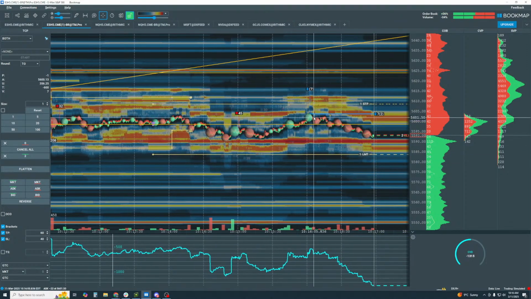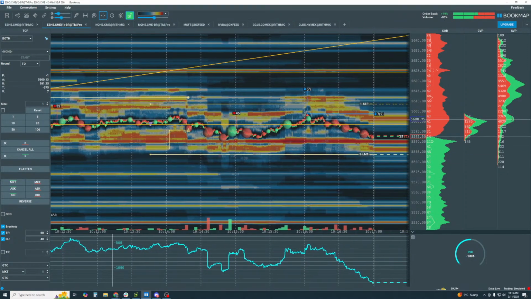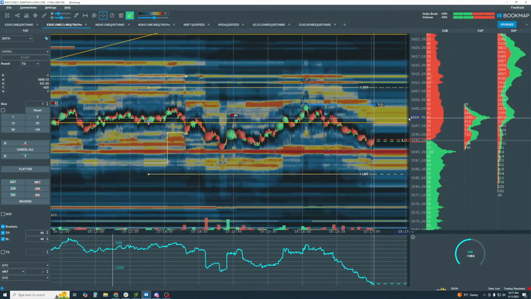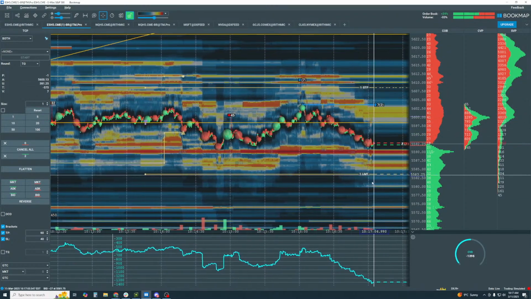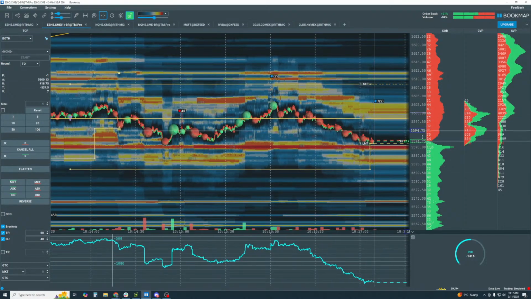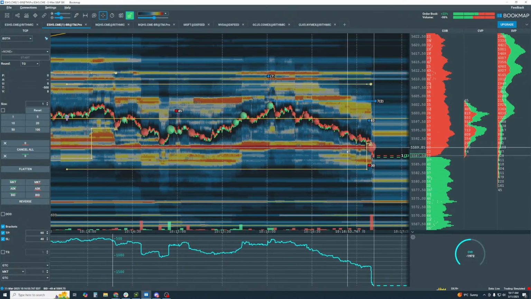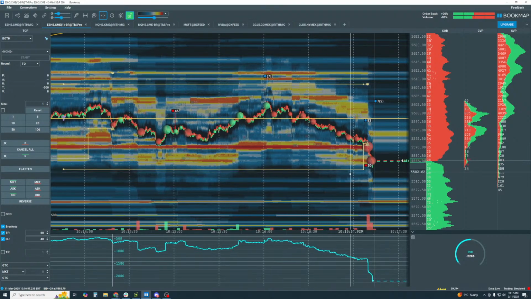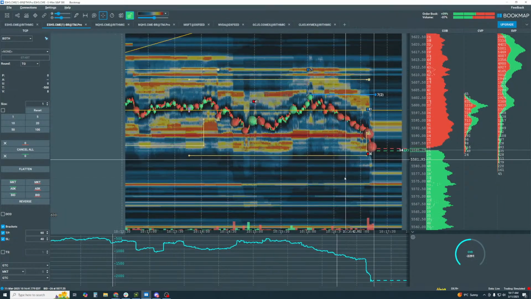And we've traded back up to this high volume node in here, and we are failing though. We do come back down. So maybe we'll front run this high liquidity here, and then just take the profit and take it from there. Okay, so we're out.